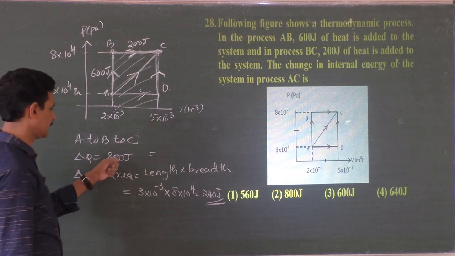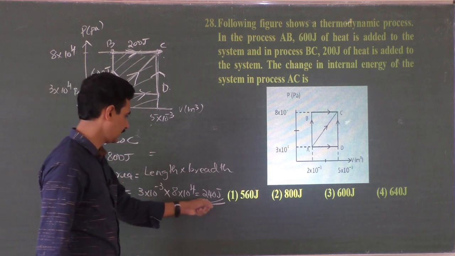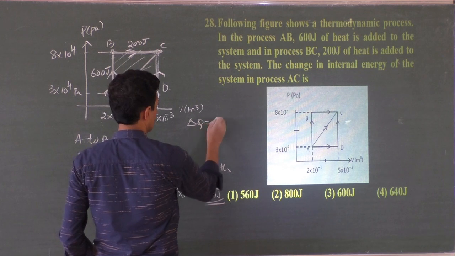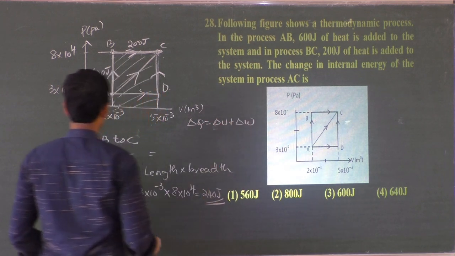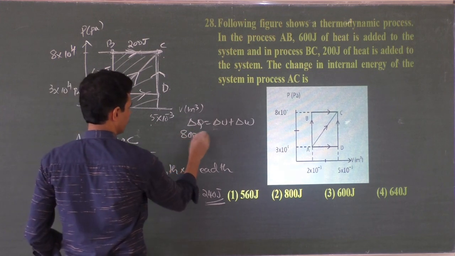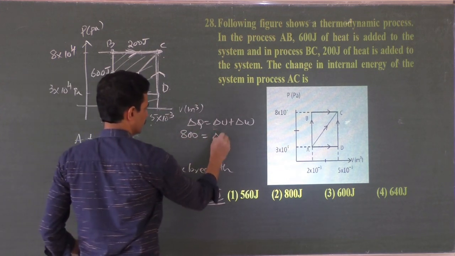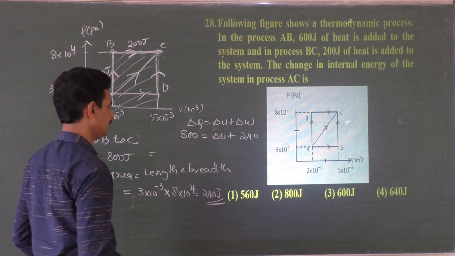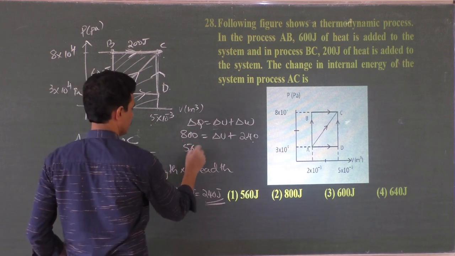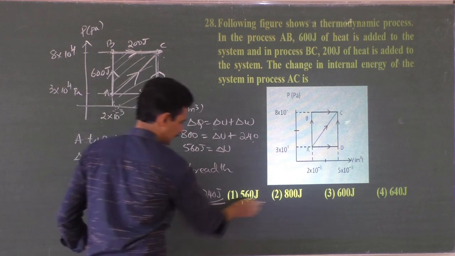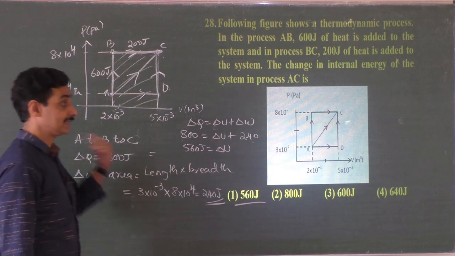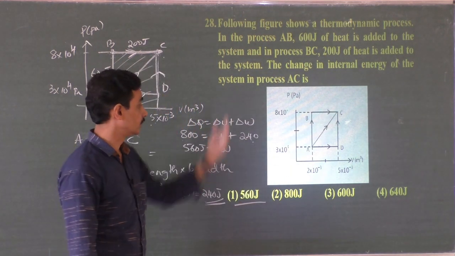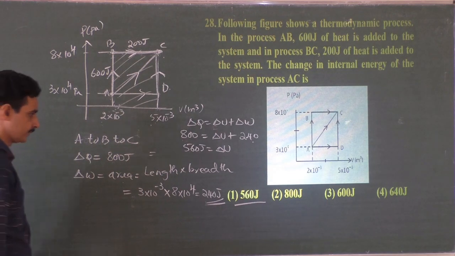Now delta Q, heat energy absorbed, is 800 joules and work done is 240 joules. What is the change in the internal energy? You can use this formula, delta Q is equal to delta U plus delta W. Delta Q is 800, delta U, that's what you have to find out, work done is 240. Subtracting, 800 minus 240 gives 560 joules, which is delta U. That is the change in the internal energy when you go for this process. But it is same for AC also. So you can have the same answer, 560 joules.